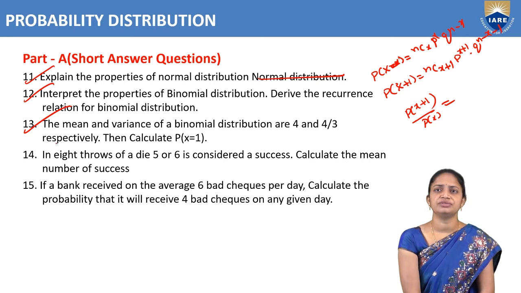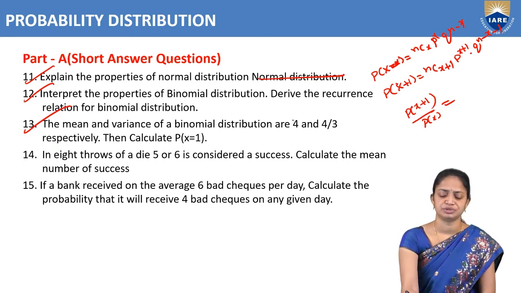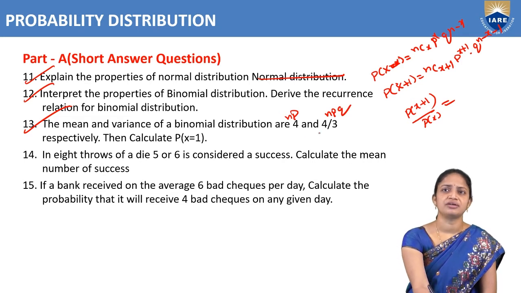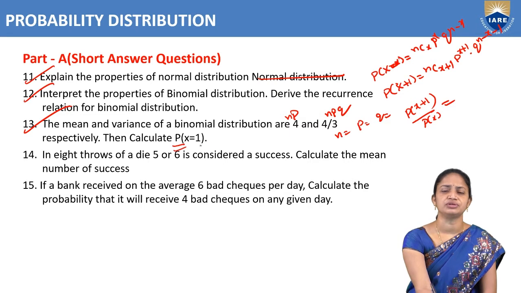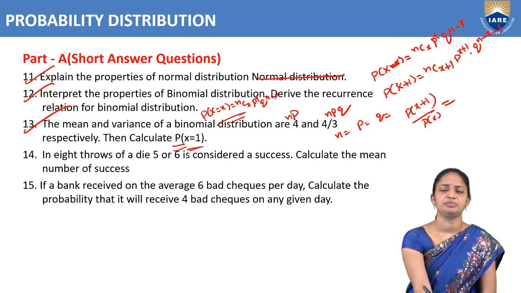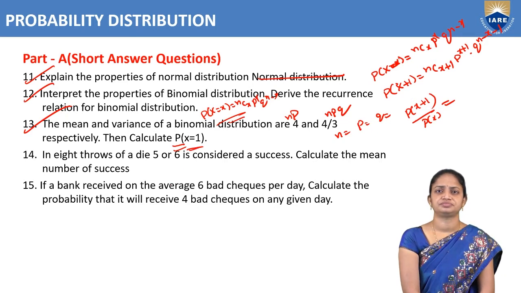Next, the mean and variance of the binomial distribution. The mean is NP and the variance is NPQ. From that we can calculate the N value, P value and Q value. After that we have to calculate P of X equal to 1. Because the binomial distribution formula P of X equal to x is NCx P power x Q power N minus x, by using this formula we can calculate P of X equal to 1.